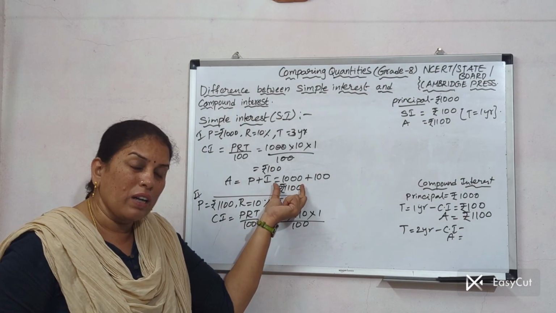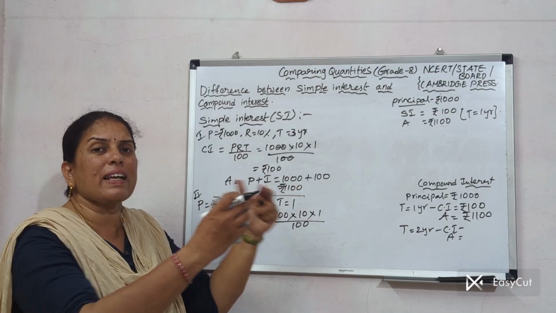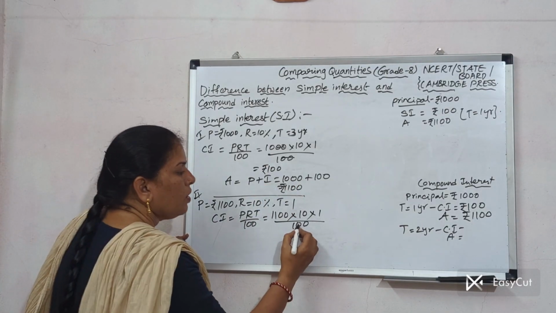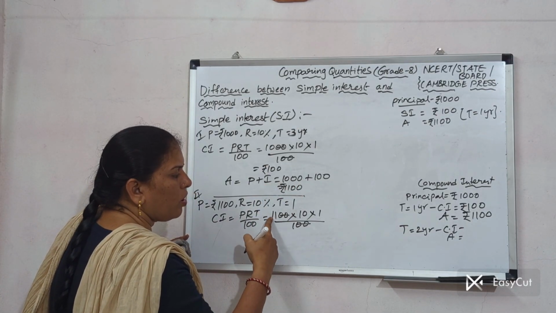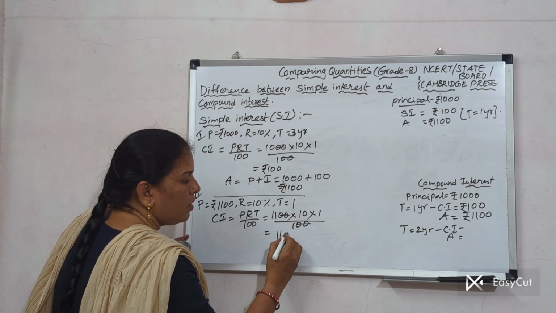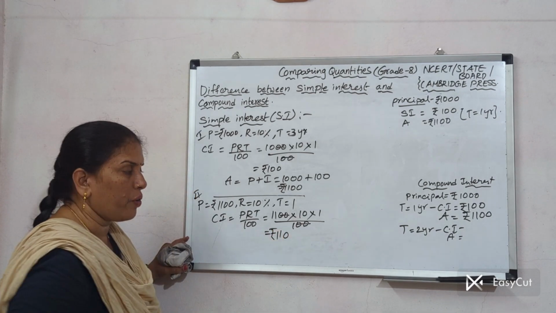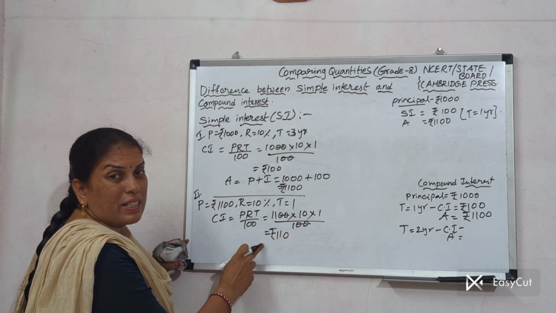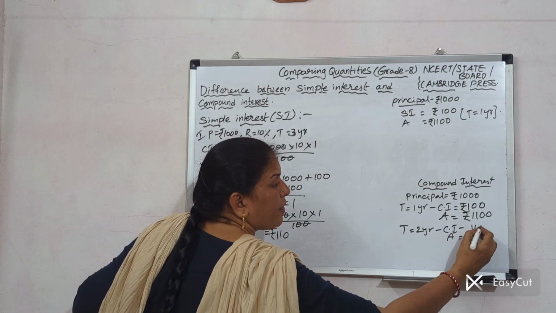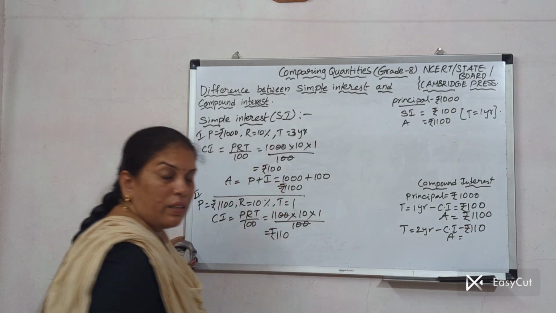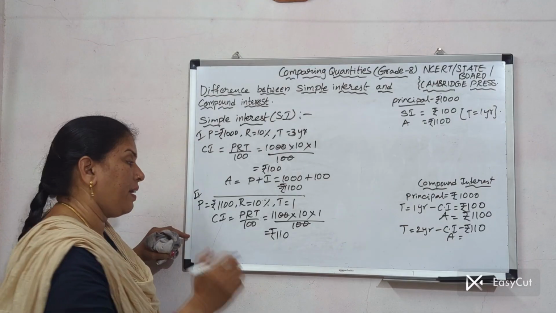The amount we got, that amount we should take as the next year principal. 2 zeros, 2 zeros. So, 11 into 10 is 110. 110 rupees, by 1 only, to write. So, what is the compound interest in the second year? 110 rupees. This is the compound interest for the second year.